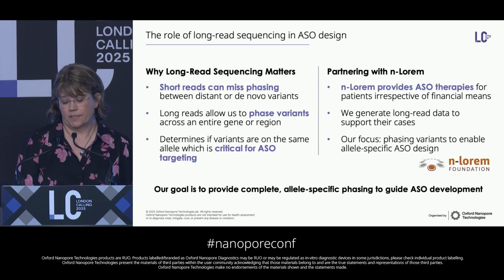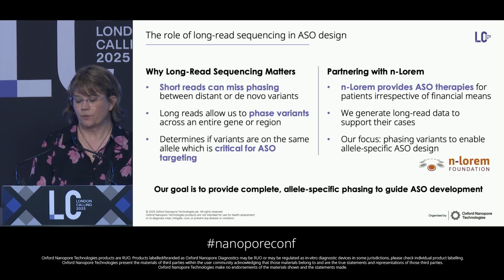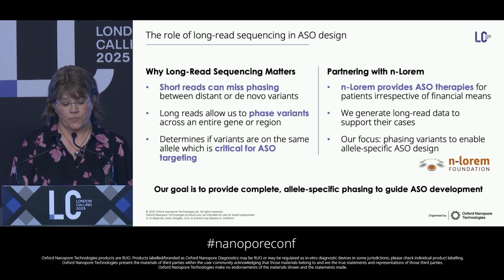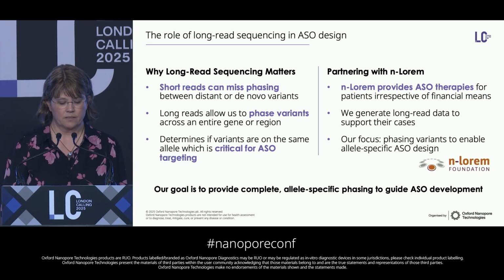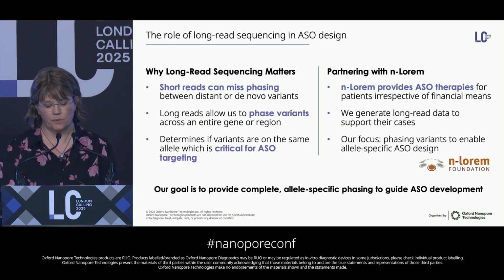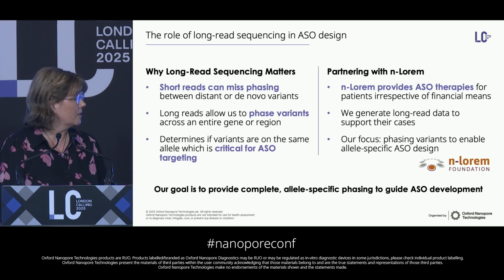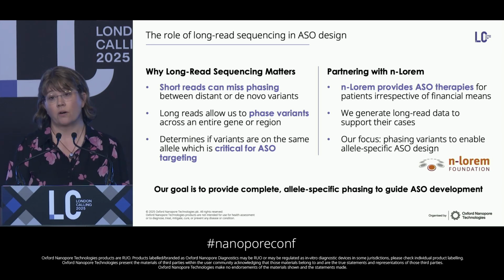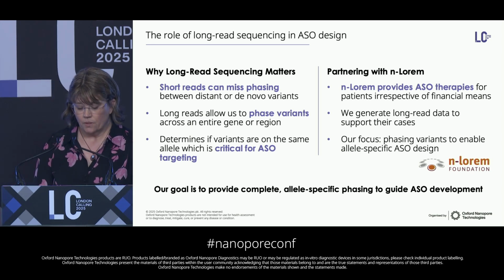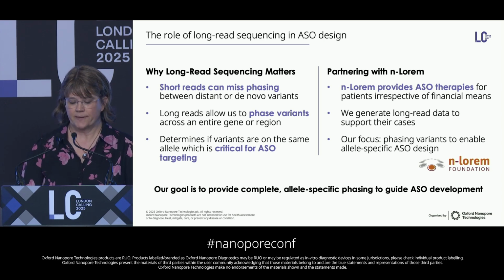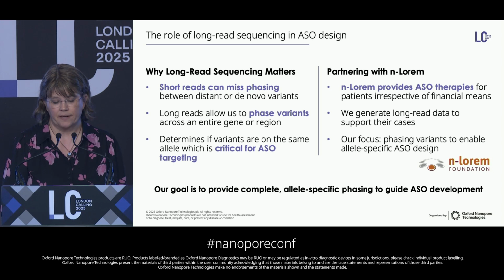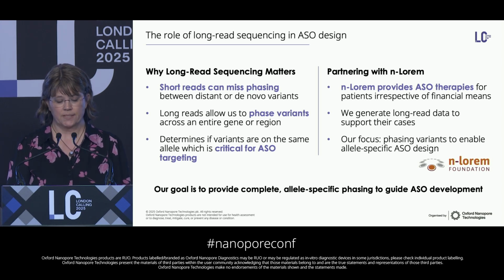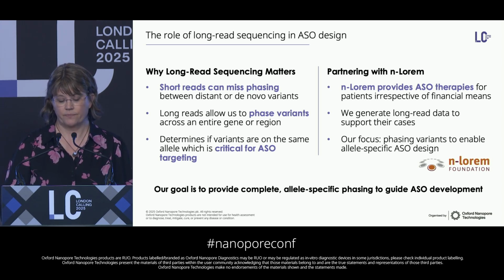The goal of this work is to support ASO design through accurate variant phasing. Short-read sequencing can miss phasing between distant or de novo variants, but long reads can give us full haplotype resolution, essential for determining whether variants are on the same allele. Through our partnership with NLORM, we apply this approach to real patient cases. We generate long-read data and phase variants to help NLORM design personalized ASO therapies for ultra-rare patients.